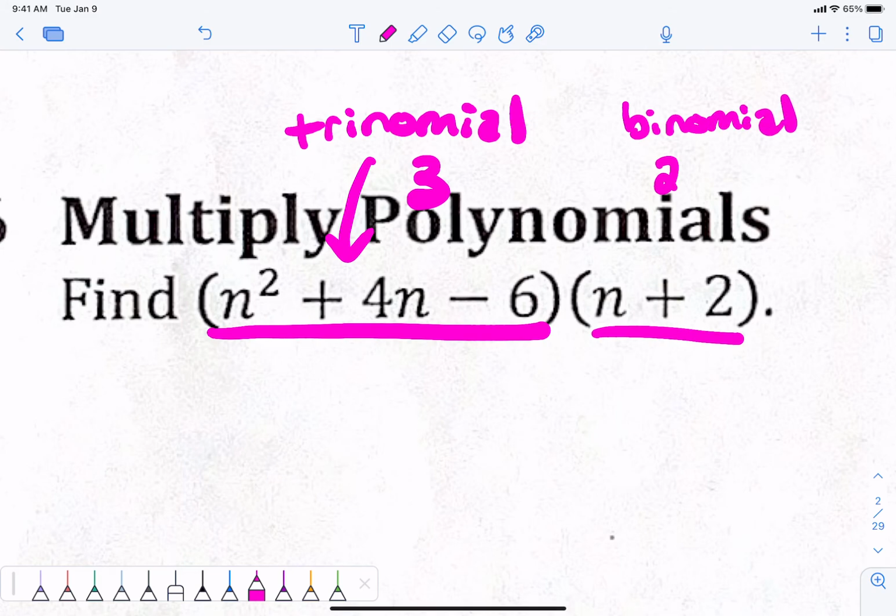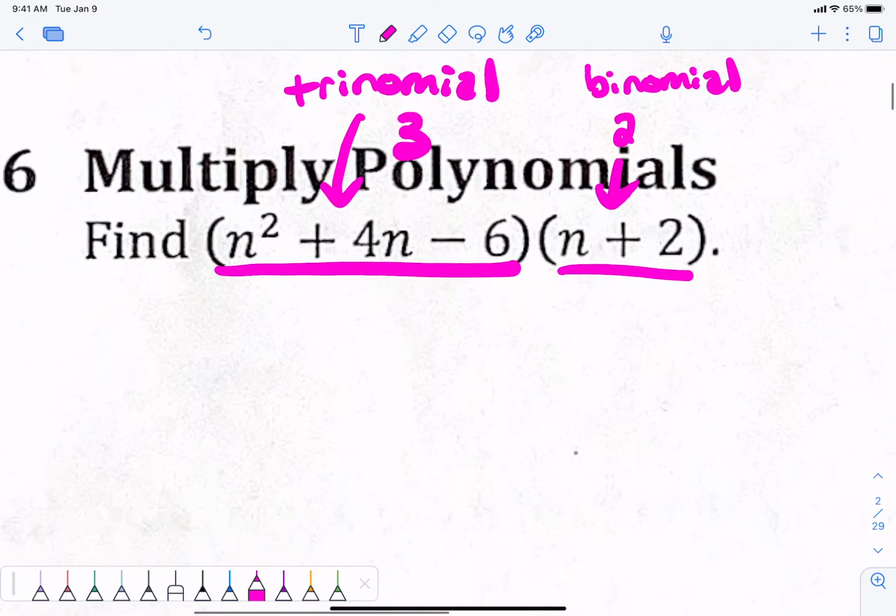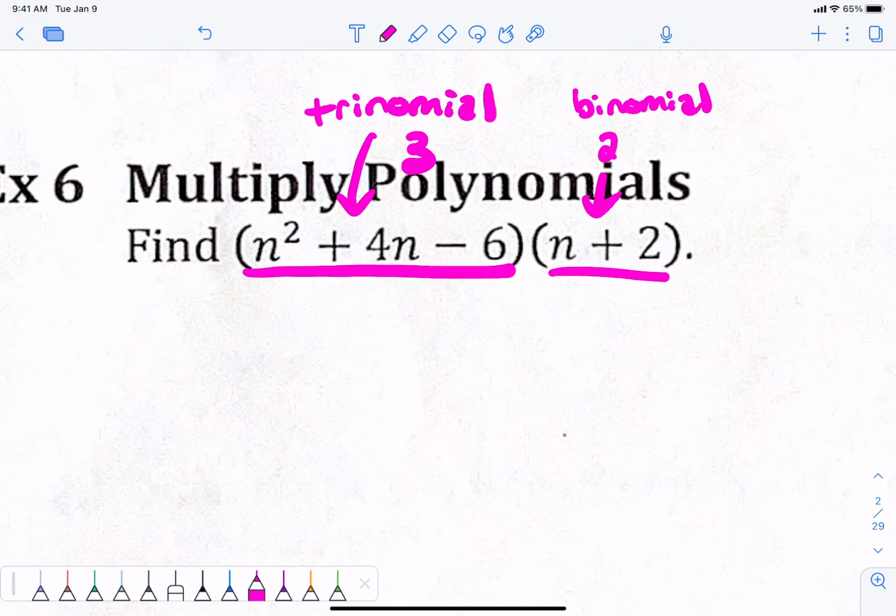A binomial is 2 pieces, right? And what are we having to do to those things? Multiply. How do you know you're multiplying? Because there's no sign there. They're like parentheses, okay? Now, 3 times 2 gives you 6. So when we are done multiplying these, you're going to have 6 pieces before we simplify and combine like terms, but we will have 6, right?